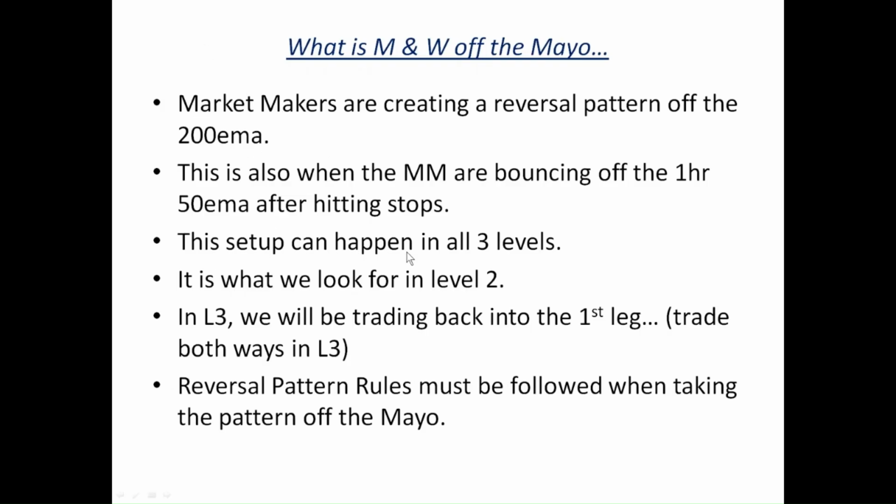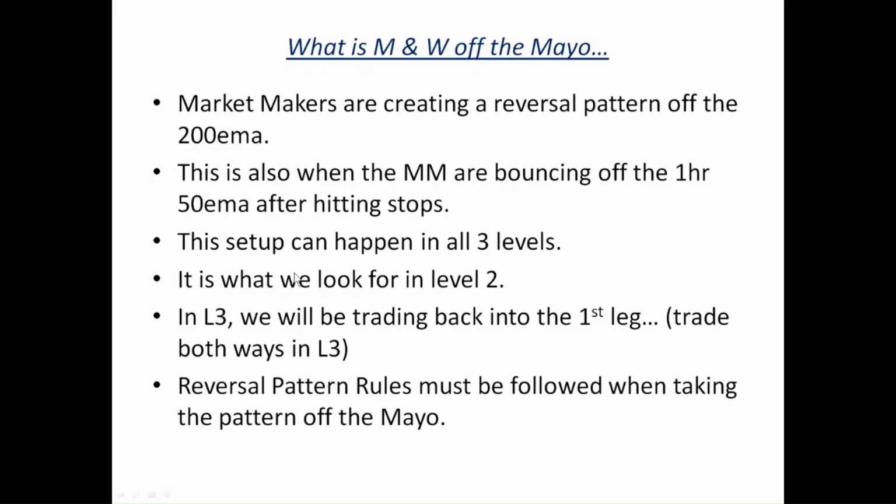Okay, this setup can happen in all three levels, but to create a structure, ideally this is what we look for in level 2. Because level 1 and level 3 we already know, right? 12, 21, 22. Level 1 we know, safeties. So level 2 is M&W of the Mayo, to keep it simple. Okay? Alright, otherwise in level 2, what are you going to look for? Right? So we created level 1 safety, level 2 M&W of the Mayo.